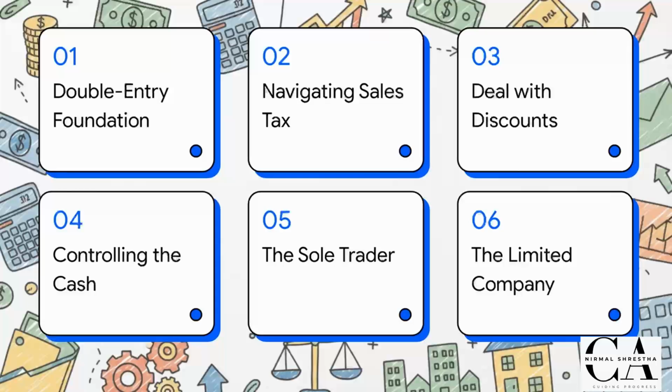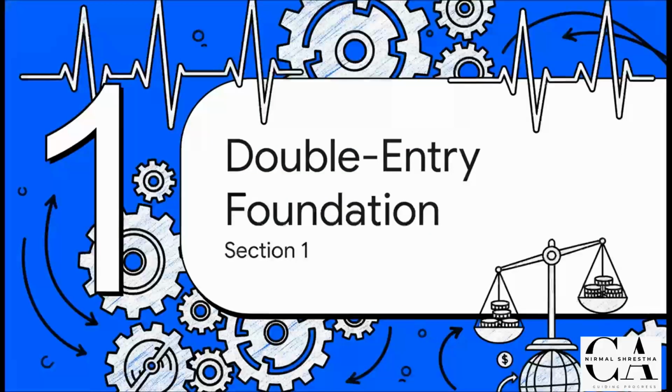Our visual roadmap today is broken into 6 clear steps. 1, the double entry foundation. 2, navigating sales tax. 3, the deal with discounts. 4, controlling the cash. 5, the sole trader. And 6, the limited company. Let's kick things right off with Section 1, the double entry foundation.